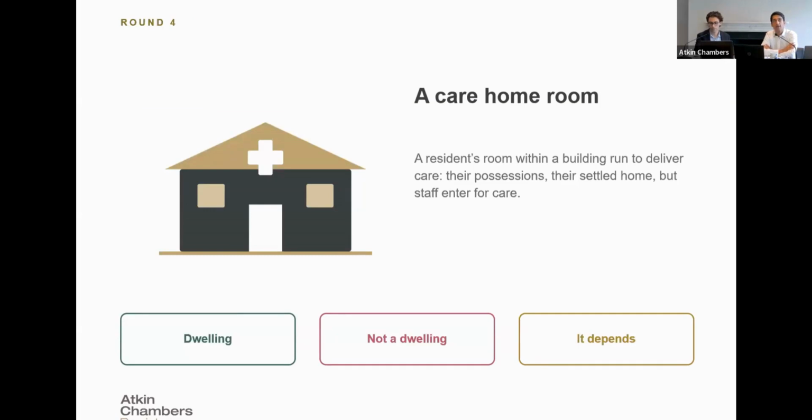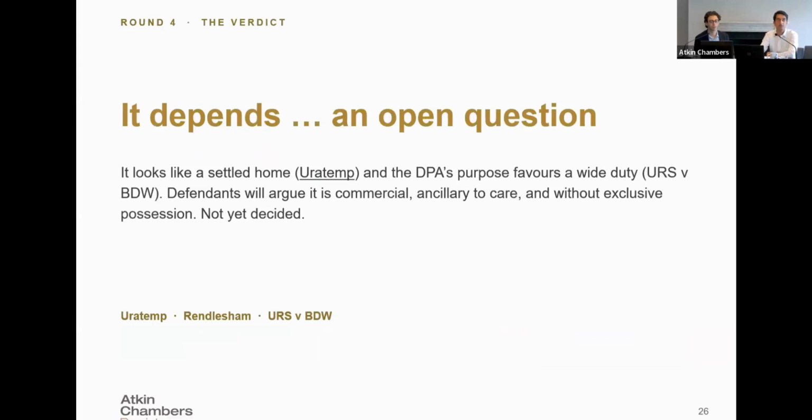So a room in a care home where they've got all their belongings, they may treat it as a settled home, but staff can enter to give them care throughout the day. Is that a dwelling, not a dwelling, or it depends? I think as we've seen from the earlier analysis, it obviously depends and is an open question ripe for determination. It looks like a settled home if you apply the meaning of Eurotemp.